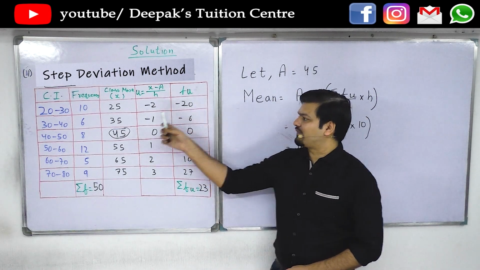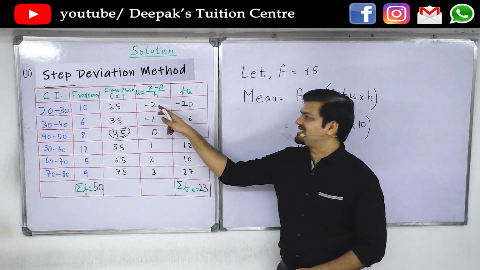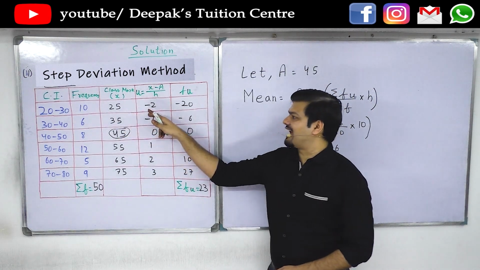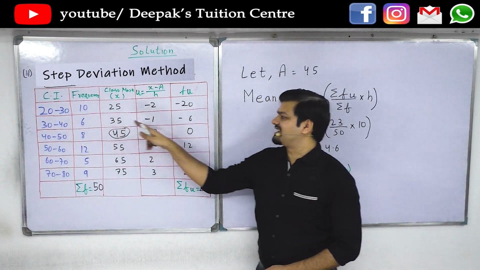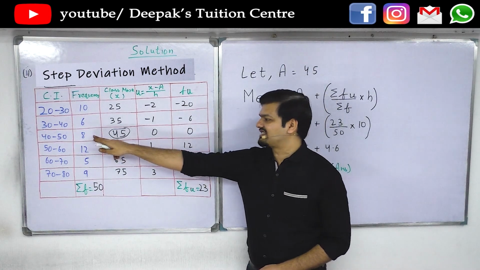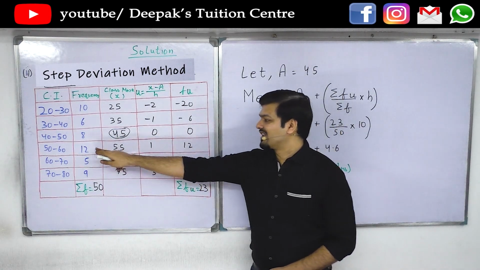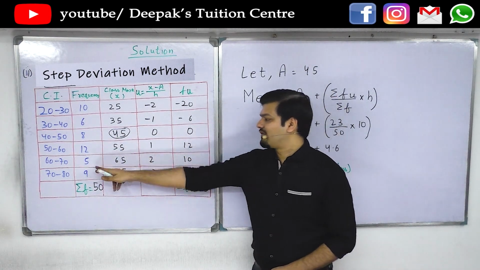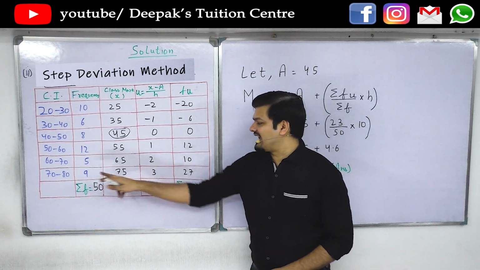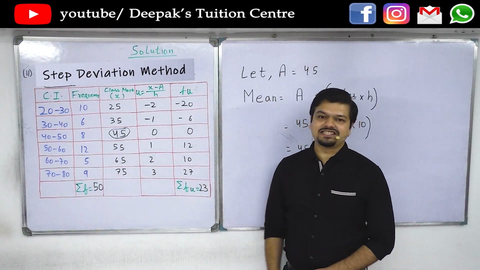Now we calculate FU, that is multiply the frequency with U. So 10 into minus 2 gives us minus 20. 6 into minus 1 gives us minus 6. 8 into 0 gives us 0. 12 into 1, that is 12. 5 into 2, that is 10. And 9 into 3, that is 27.